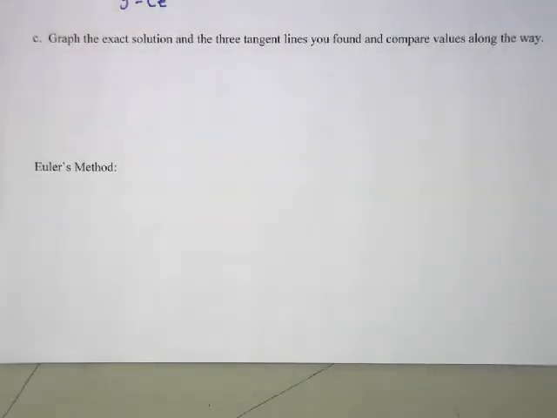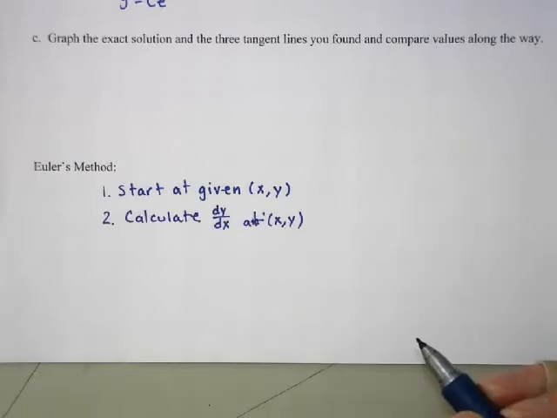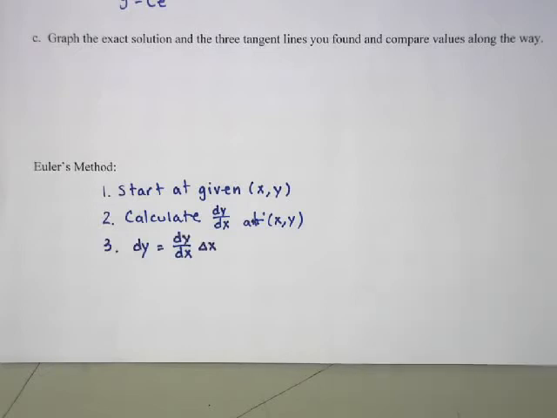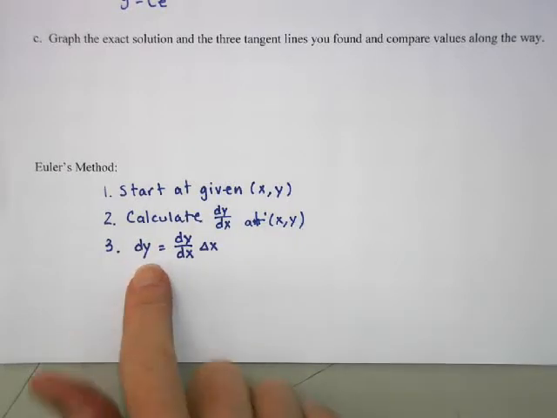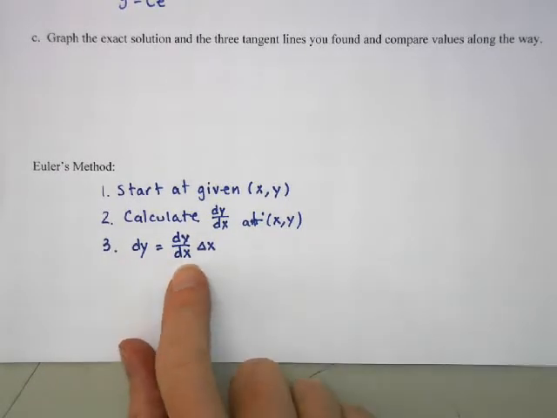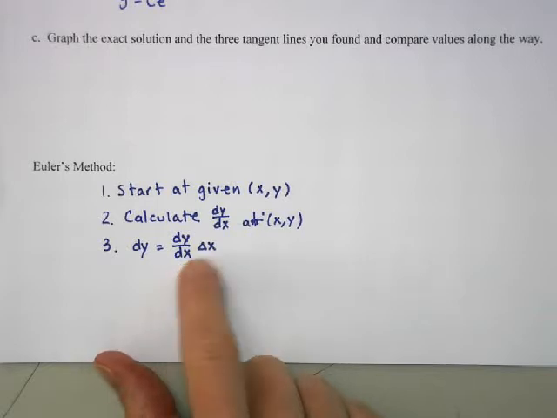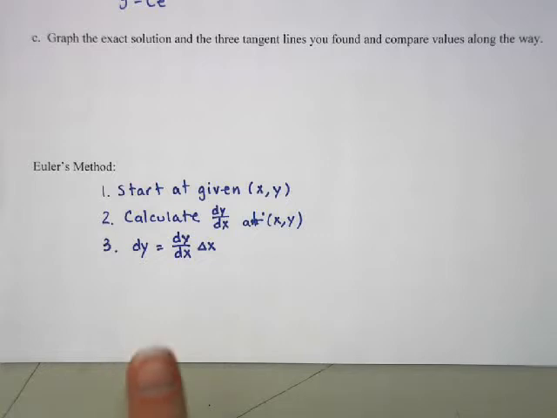You can do the tangent line approximation, and it's going to be the same process, but I break it down into some simpler steps. So the first step is to start at the given x, y. You will get a starting point. Next we're going to calculate the slope, dy/dx, at that point. Then we're going to use that to find the change in y. So the change in y, dy, is going to be the dy/dx that we found times how big the delta is. So we had a delta of 1, so the jump was just whatever that slope was.